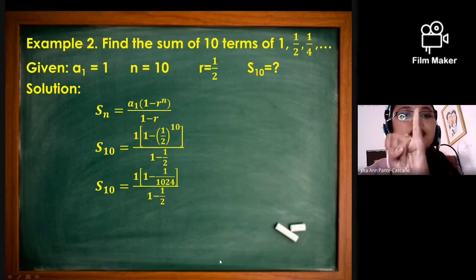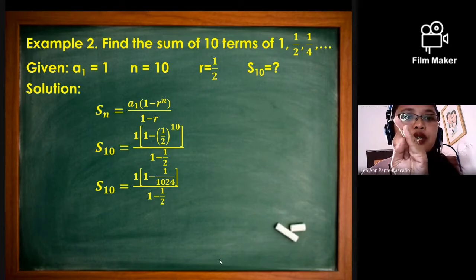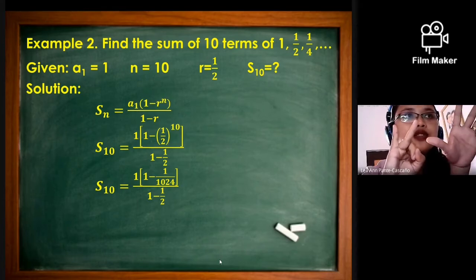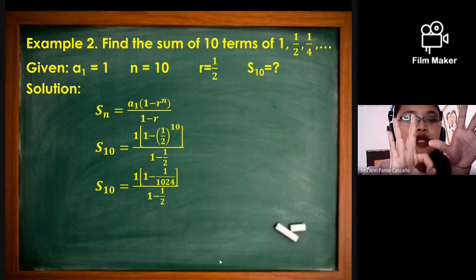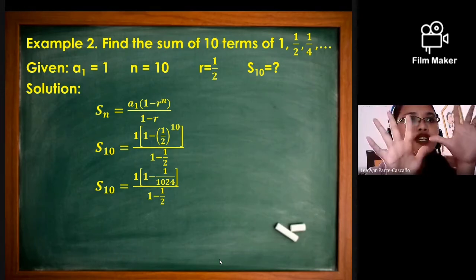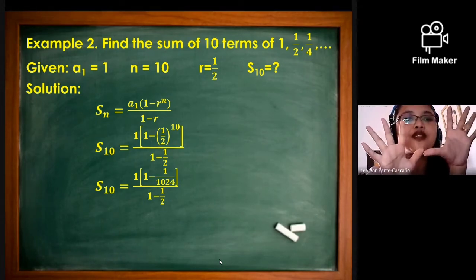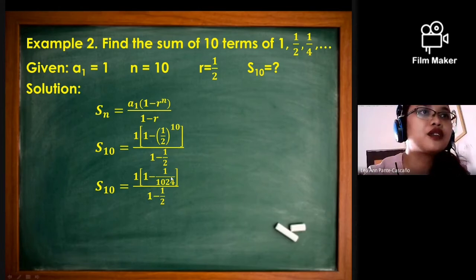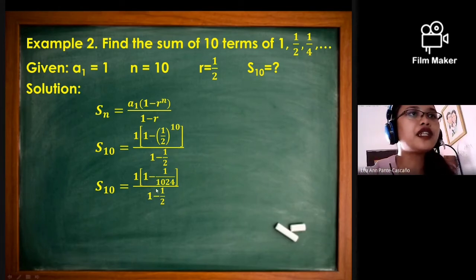Check nga natin ulit. 2 times 2 is 4 times 2 is 8 times 2 is 16 times 2 is 32 times 2 is 64 times 2 is 128 times 2 is 256 times 2 is 512 times 2 is 1024. So therefore, 2 raised to 10 is 1024. Ito po siya. Then simplify now, yung copy denominator 1 minus 1/2.